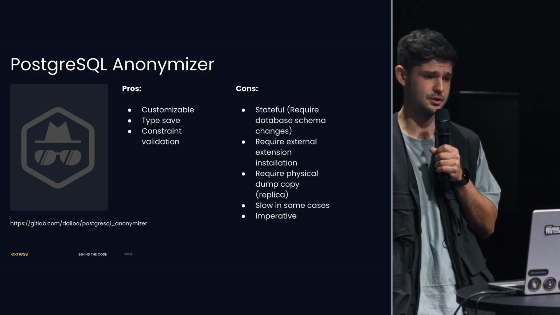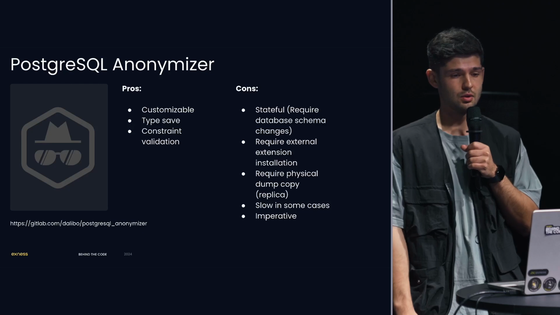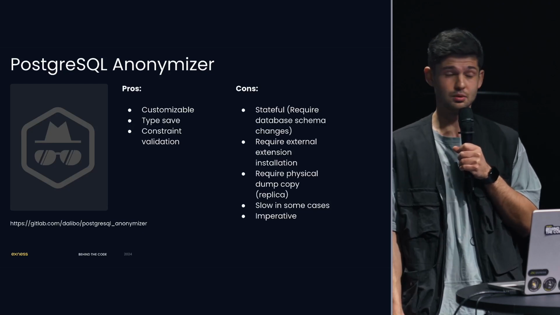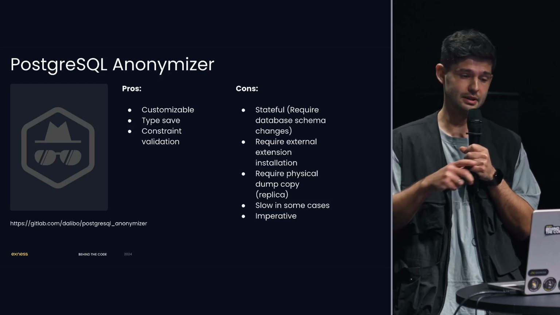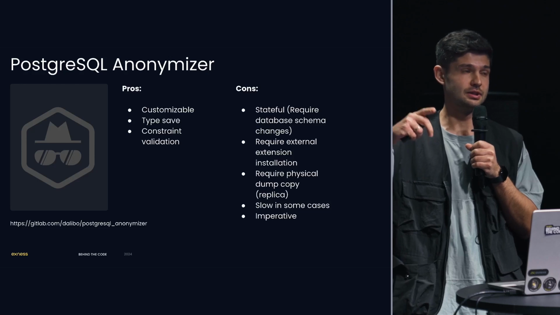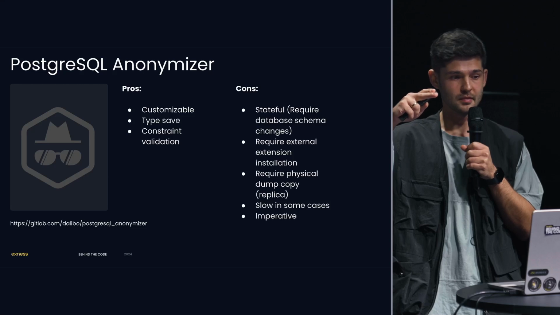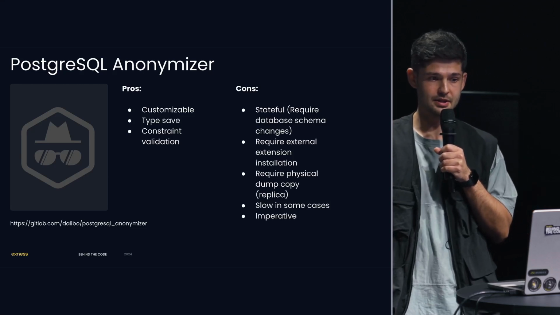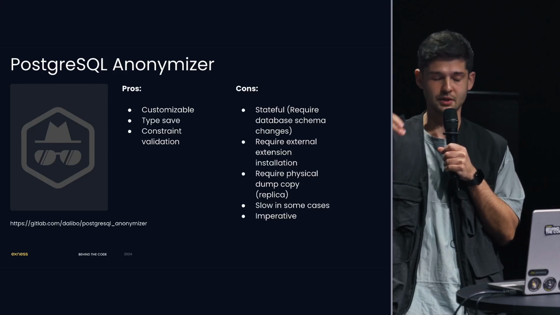Another is Postgres Anonymizer. It is quite a common solution. So about the pros, it is customizable. You can do whatever you want. It is type safe because it is applying the changes within your physical database, and also it allows you to check constraint violations momentarily.